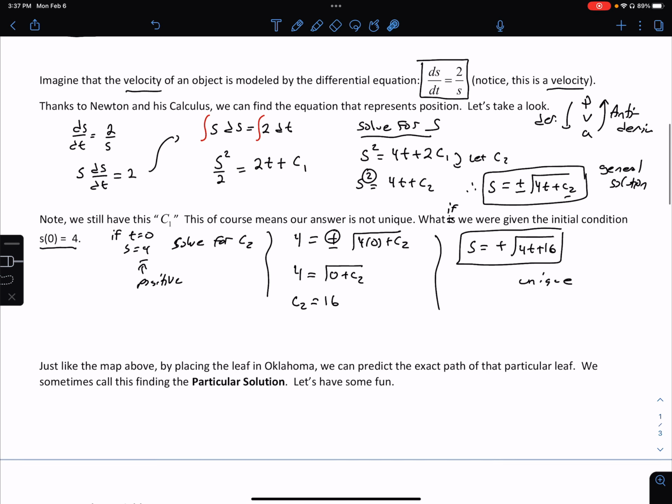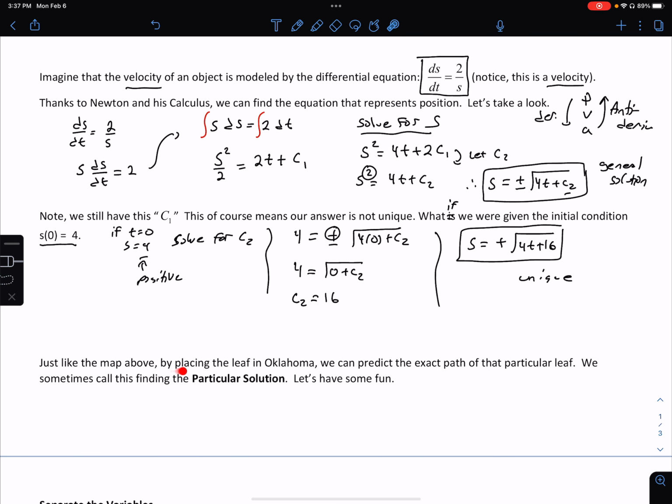And that's what kind of what down here says. Just like the map above, by placing the leaf of Oklahoma, we can predict the path, the exact path of this particular leaf. We sometimes call this finding the particular solution, and that's what we call this. This is called a particular solution.